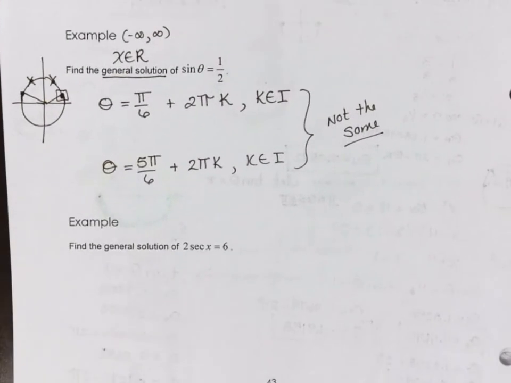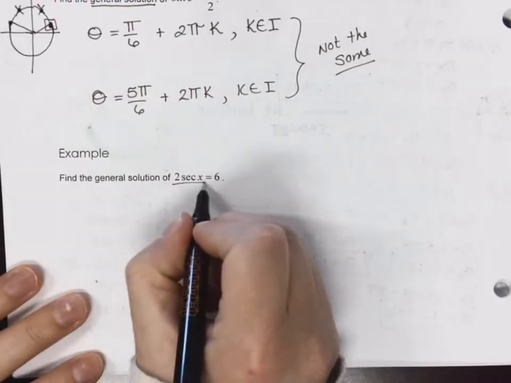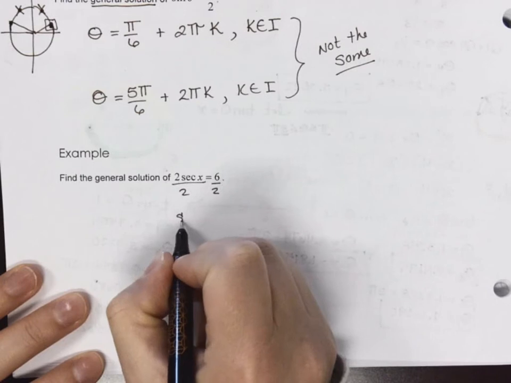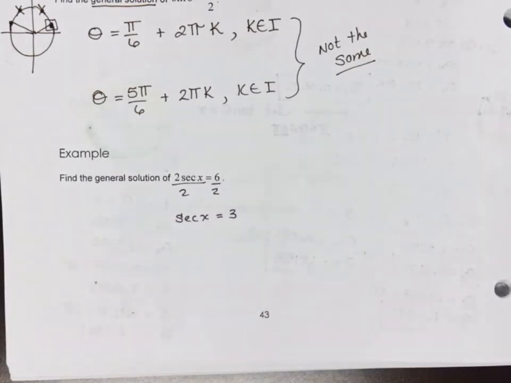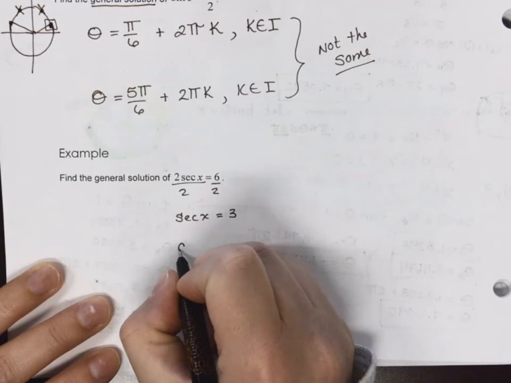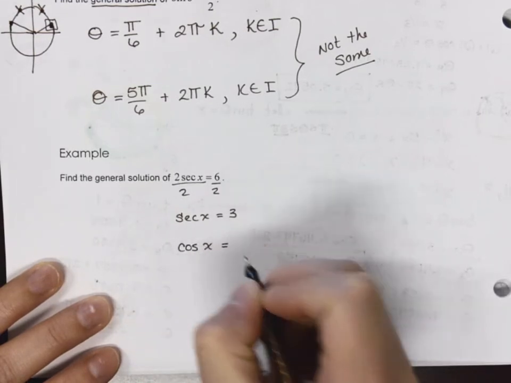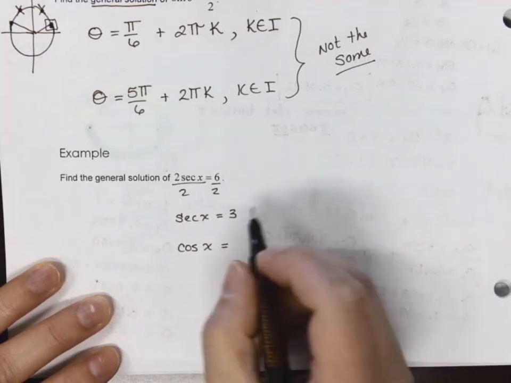All right, let's do this one. Okay, we got to isolate the secant first. So I want to get secant by itself. So divide by 2, exactly. So secant x equals 3. What reciprocal function is secant? Okay, good, because I didn't know how I was grammatically going to finish that sentence. Thanks. I was like, what is secant? It was bad. So cos x equals 1 over 3.